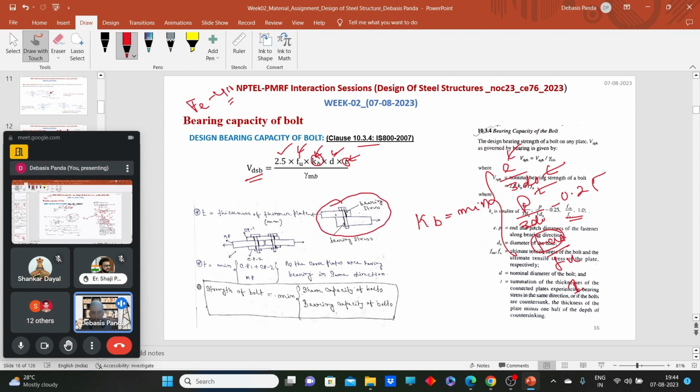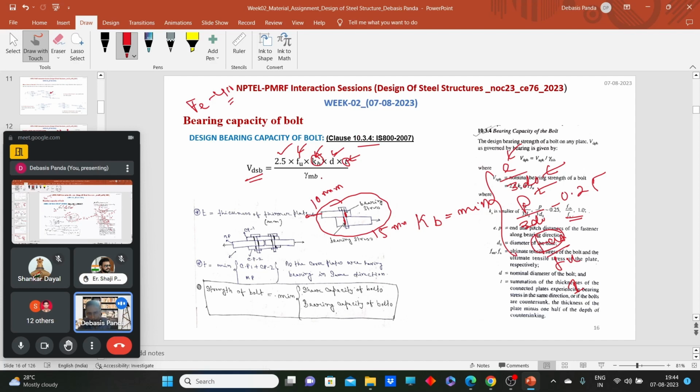So here we have two plates. Say one is 10 mm thick and one is 15 mm thick. Now I am applying the load, so this part will come into contact and this part will come into contact. Now for calculating the bearing stress, which thickness should I consider?